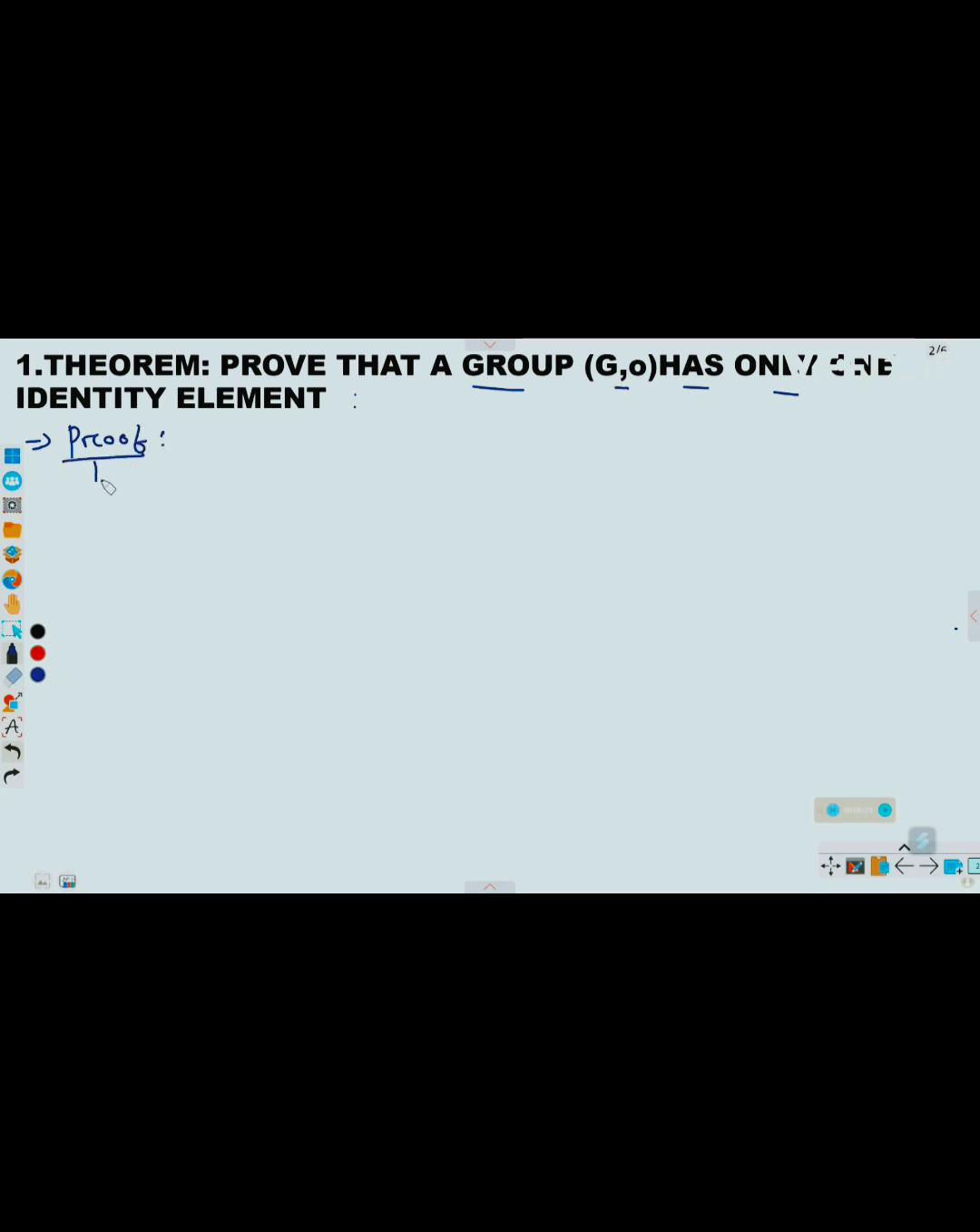Suppose we let E1, E2 be two identity elements, and let A belong to the group. That means we have taken E1 and E2 to be two identity elements, and we have also taken an element A which belongs to the group.